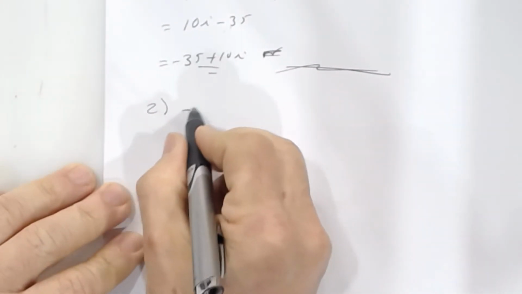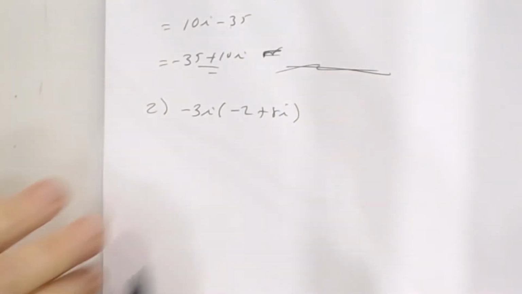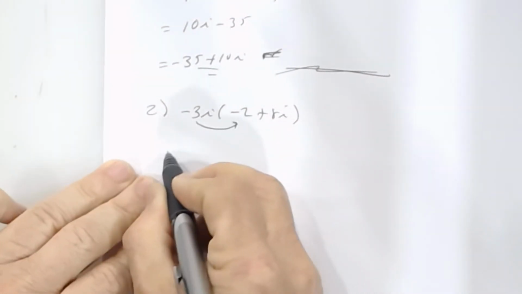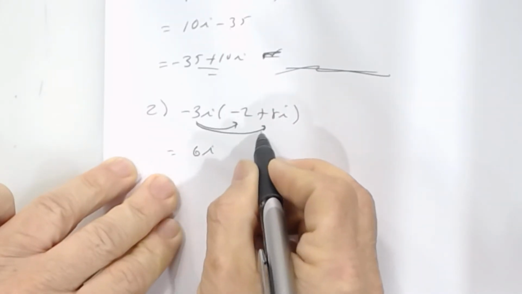Number 2, negative 3i times negative 2 plus 8i. I want to multiply these two complex numbers. Negative 3i is a complex number. Negative 2 plus 8i is also a complex number. You multiply them, but the complex number on the outside is a monomial, so you can use what property? Distributive property. What is a negative 3i times a negative 2? Positive 6i. What is a negative 3i times a positive 8i?